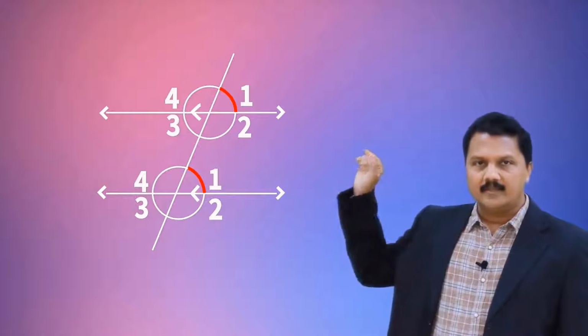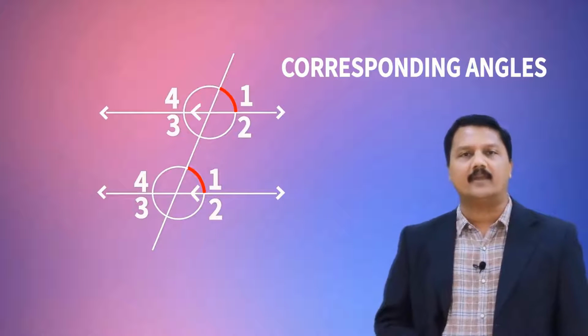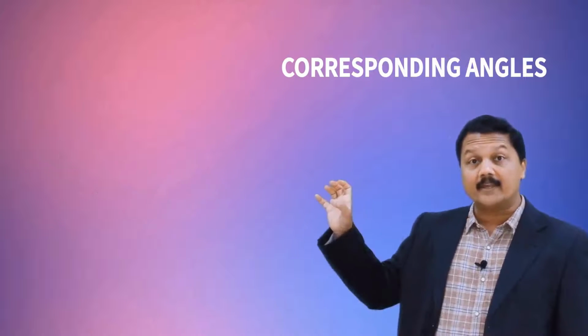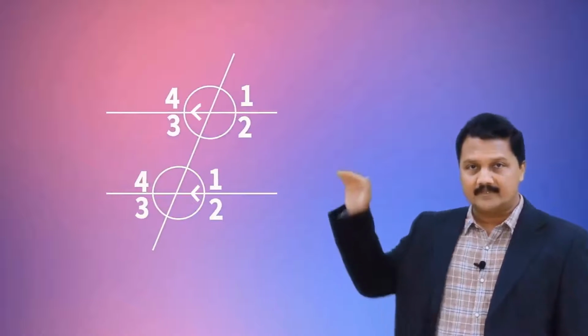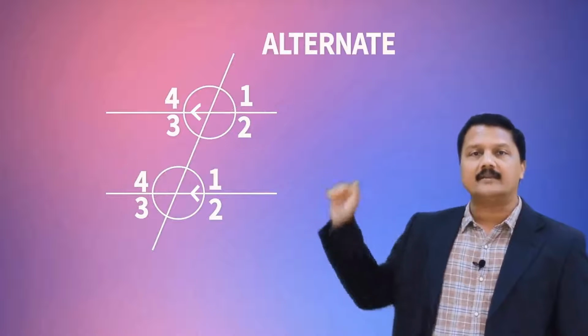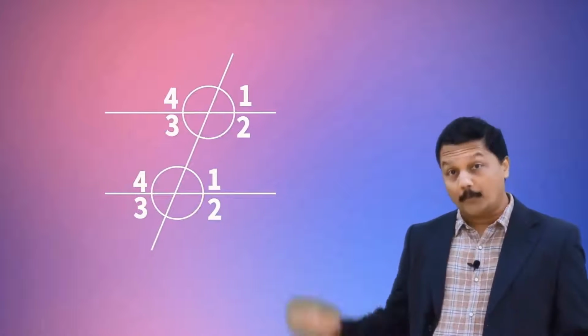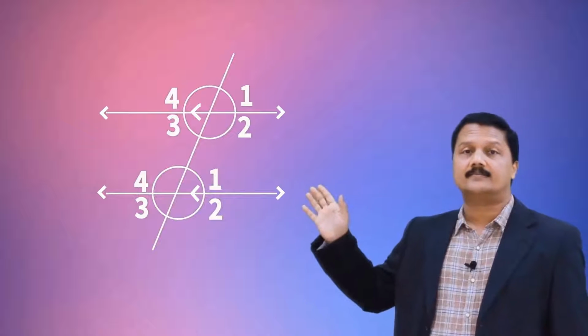See, these angles are called corresponding angles. These corresponding angles are like angles in E. Next, these angles are called alternate angles. They are like angles in Z. It can be considered angles in N also. Opposite angles we already discussed.